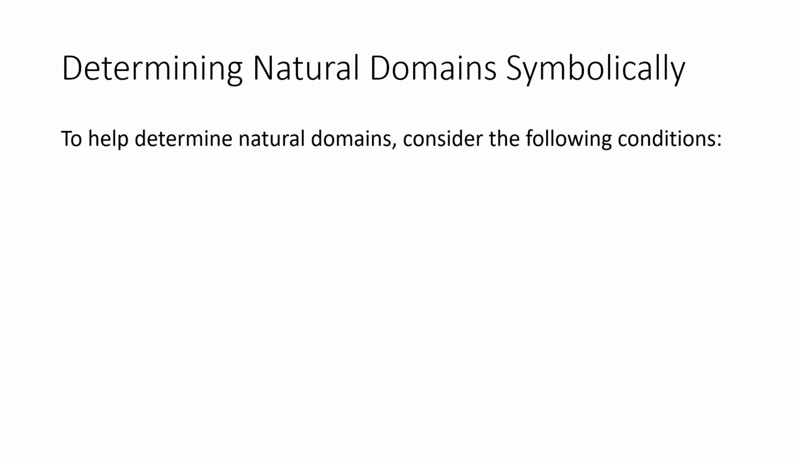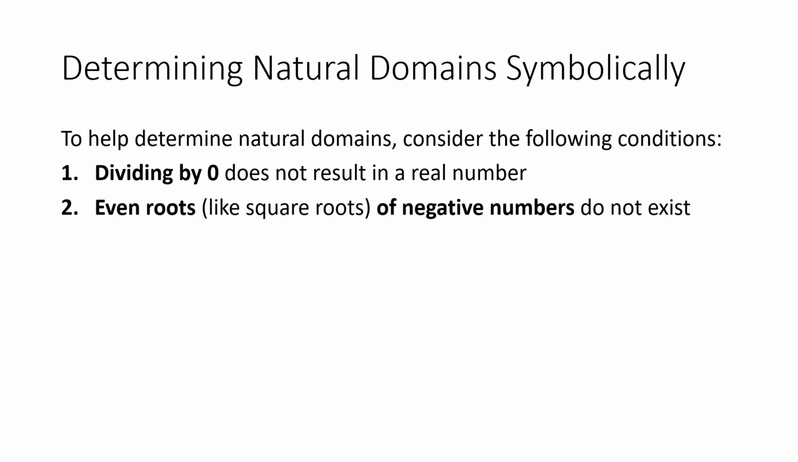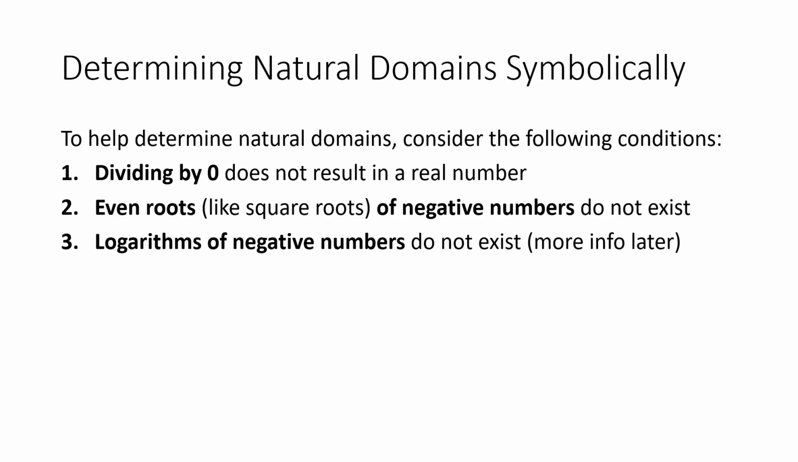So to decide what the natural domain of a function is, using symbols, looking at a function notation, there are a few things to look for. Division by 0 is obviously a problem. We know that doesn't result in a real number. Also, taking an even root, like a square root or a fourth root of a negative number, does not give a real number either. That doesn't exist. So that's something else to look out for. Lastly, logarithms of negative numbers don't exist either. We'll talk more about logs later, and those don't come up very often, but remember there is that restricted domain there too.